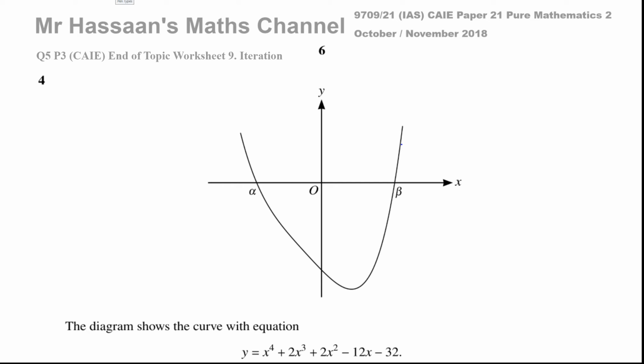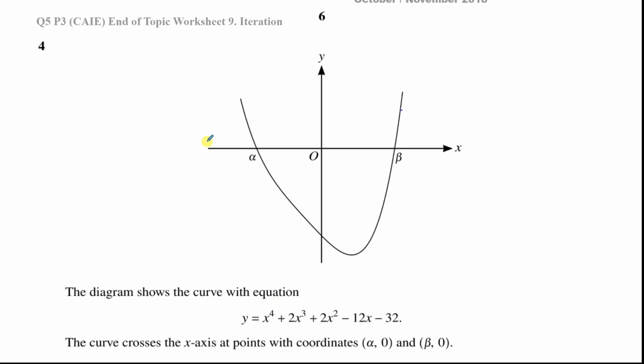First of all, we're told that we have a curve. The diagram shows a curve with the equation y equals x to the power 4 plus 2x cubed plus 2x squared minus 12x minus 32. It's this quartic curve. And it says the curve crosses the x-axis at the points with coordinates alpha, 0 and beta, 0. So alpha looks like the negative part of the x-axis and beta the positive.